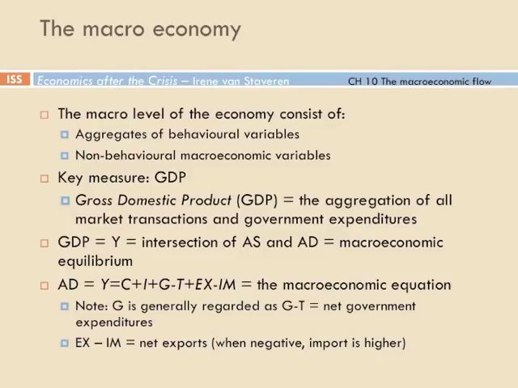Key is the equation for aggregate demand, which we represent by AD or Y. It is C plus I plus G minus T plus X minus M. C is consumption, I is investment, G is government expenditures, T is taxes, X is exports, and M is imports.